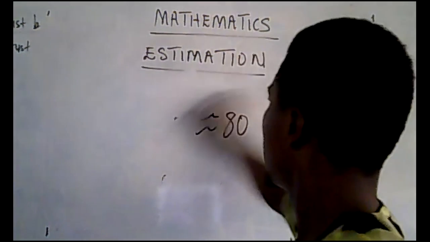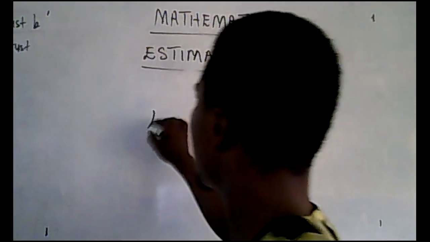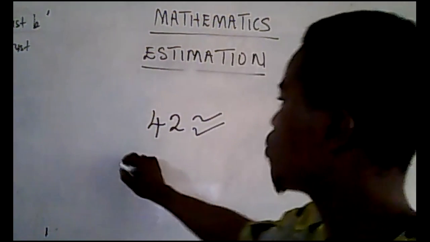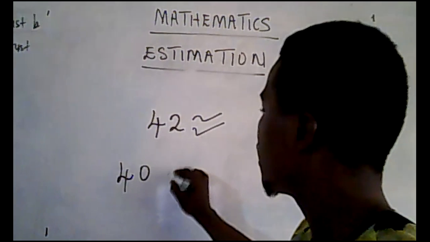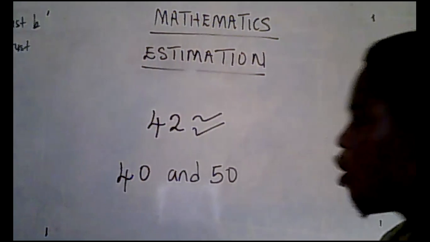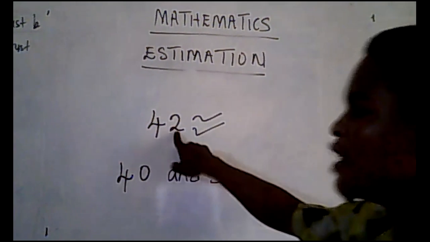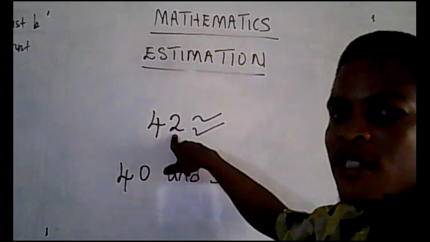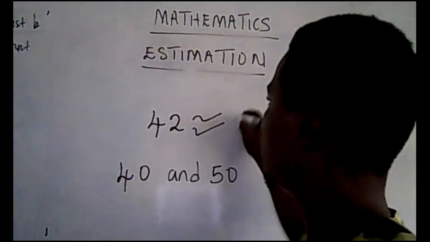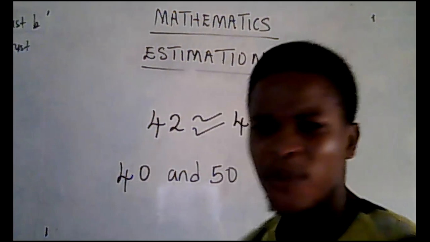Now, let's assume you have a figure like 42. This is in between 40 and 50. So are you rounding up or rounding down? Of course, you're rounding down. Why? Because the 2 is not up to 5. Automatically, your answer will be approximately 40. Are you getting what we have been doing?